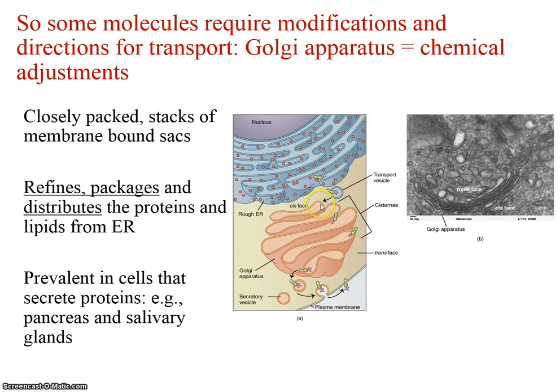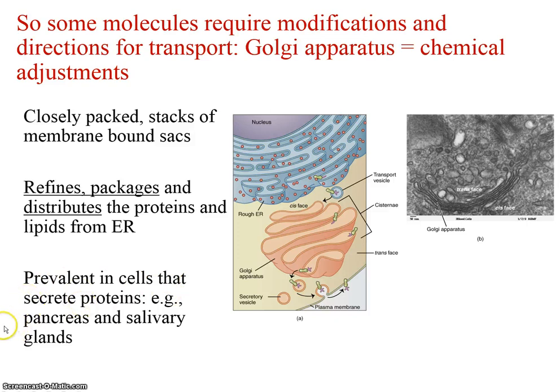This membrane will fuse with this membrane, and the protein will begin moving through, and within the Golgi it will be chemically altered. So we say the Golgi refines the protein, packages it, and distributes it through signaling compounds. It can do that if it's a protein coming from a rough ER, and if it's a lipid from a smooth ER, the Golgi can still participate in chemical adjustments to these large macromolecules. So we find Golgi more often in cells that are very good at secretion.